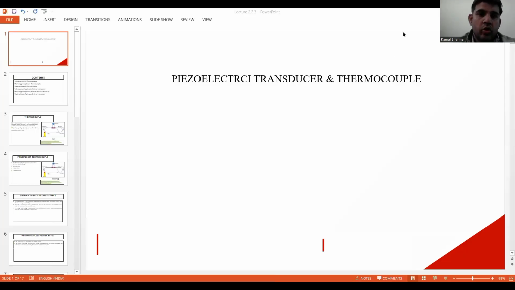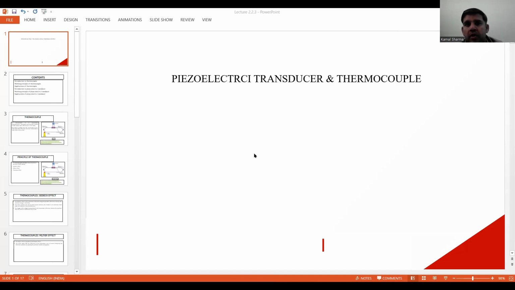Now we are going to deal with the piezoelectric and thermocouple. These are very, very important transducers, normally used when you're dealing with load cells and with temperature change. When dealing with the thermocouple, three effects are very important: the Peltier effect, the Seebeck effect, and the Thomson effect. These kinds of effects are also used in MHD, the magnetohydrodynamic generator. So these effects are very, very important.